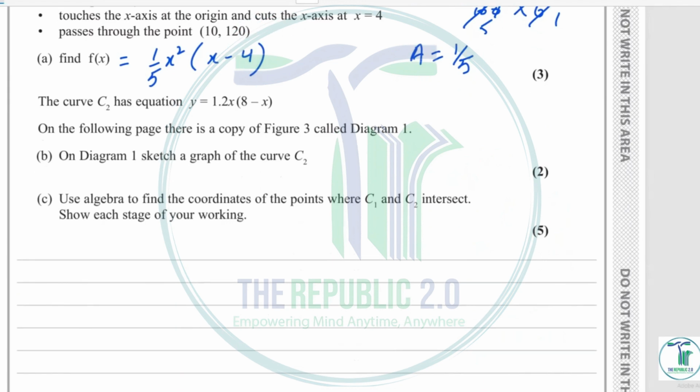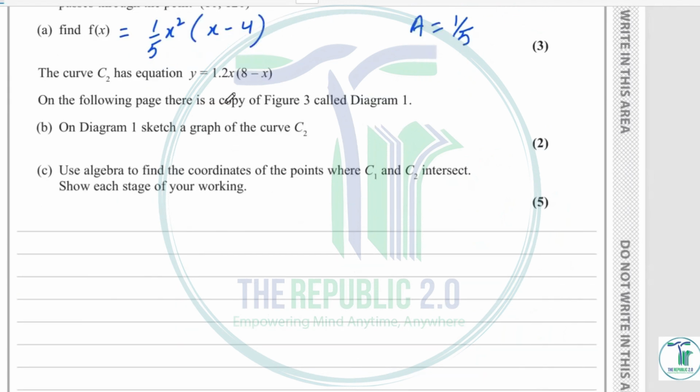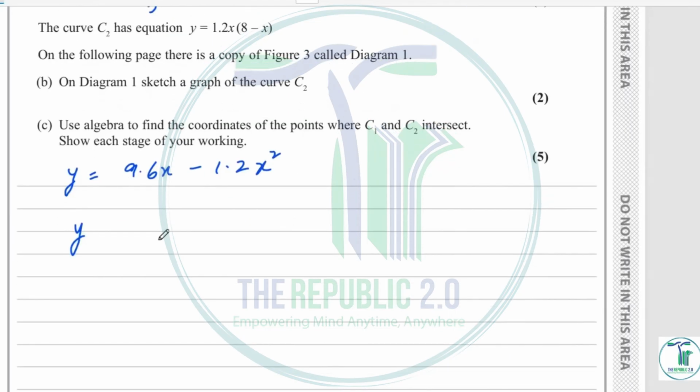So before sketching the curve of C2, I need to write it in completing the square form. So first of all, I'm just going to write it as 1.2 times x, which has to be 9.6x minus 1.2x squared, right? That is how I'm going to write this down. And by taking negative 1.2 as common, I'll be left with x squared minus, since I've taken 1.2 out as common, x squared minus 8x probably.